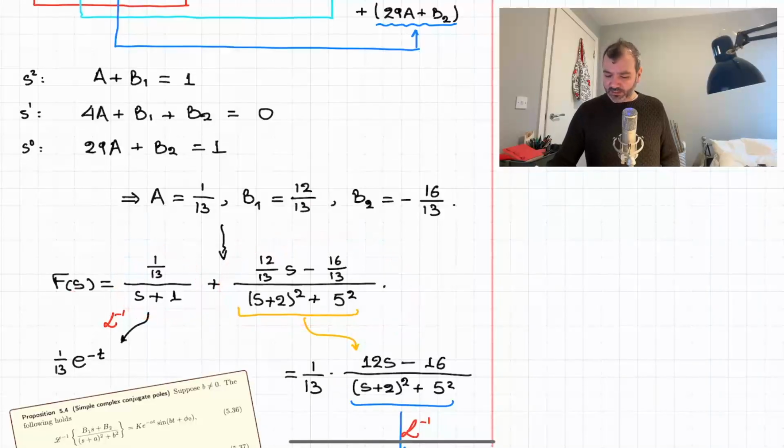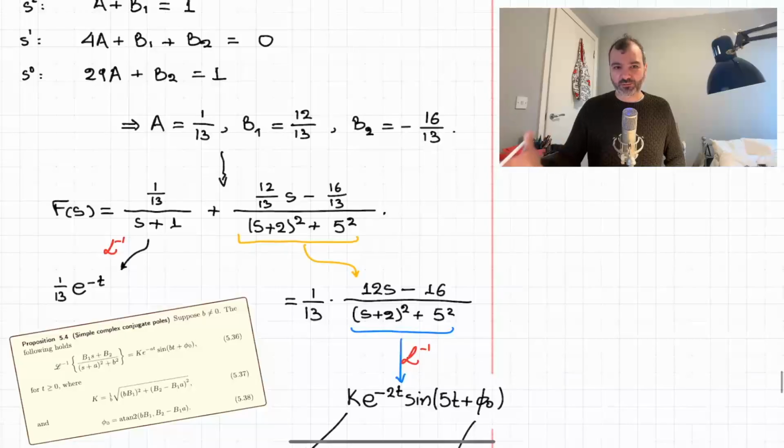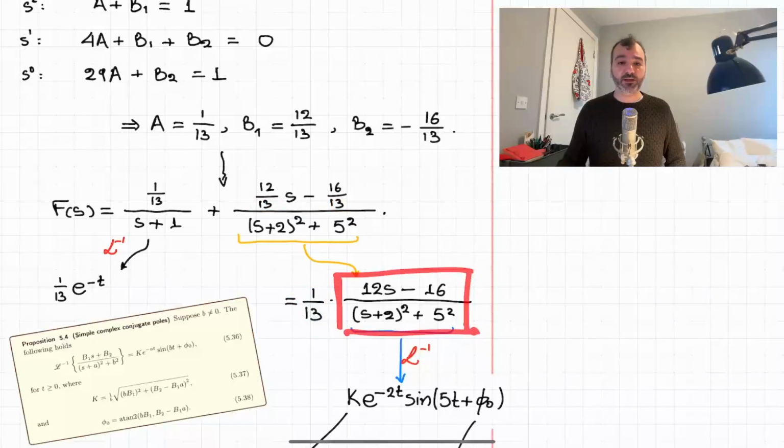Now you see we have these fractions, the second term being the slightly more interesting term. The inverse Laplace transform of the first term is just 1 over 13 times e to the minus t. Now the second term has this 1 over 13. I will take it out just for convenience, and now I just need to determine the inverse Laplace transform of this term, which looks slightly better.